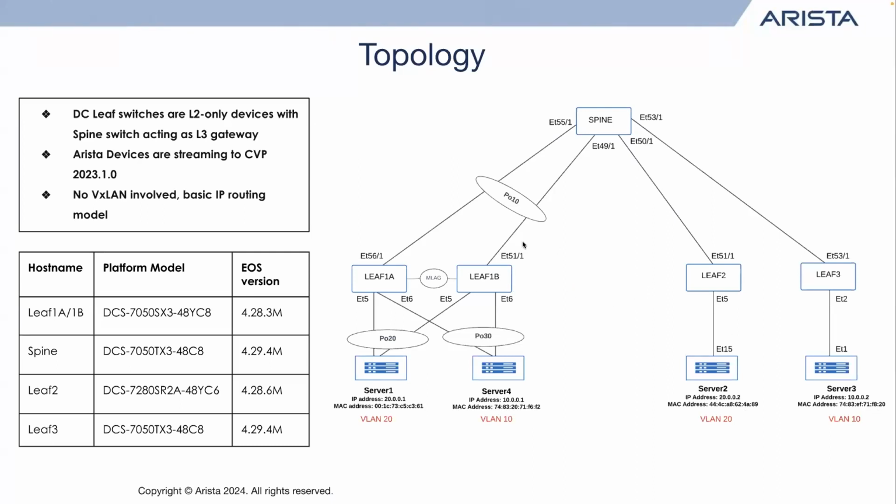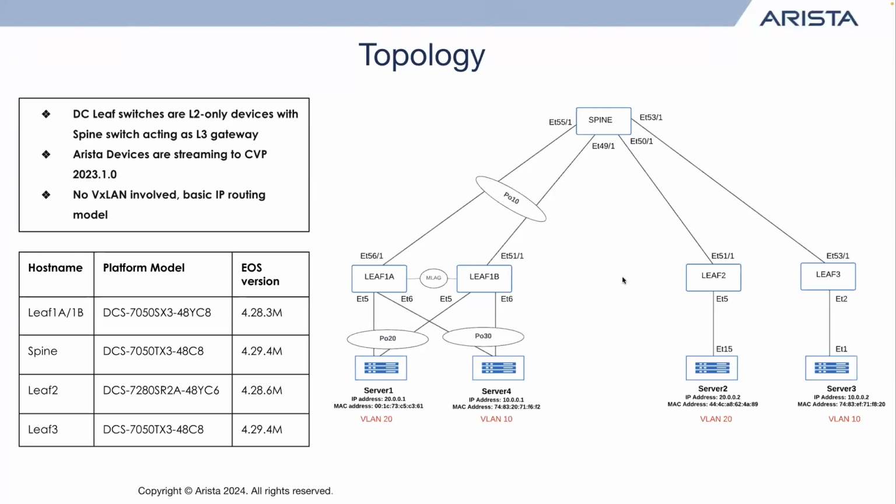Now, just a heads up, all these DC leaf switches that you see in the topology are only layer 2 switches. And the spine in this case will be acting as the layer 3 gateway for all of them. We're also streaming all these Arista switches in the topology to CloudVision. And the CVP instance that we'll be using for today's troubleshooting is running CVP code version 2023.1.0. And just a disclaimer, there's no VXLAN involved in this particular setup. So all the end-to-end communication is happening by the basic IP routing model.